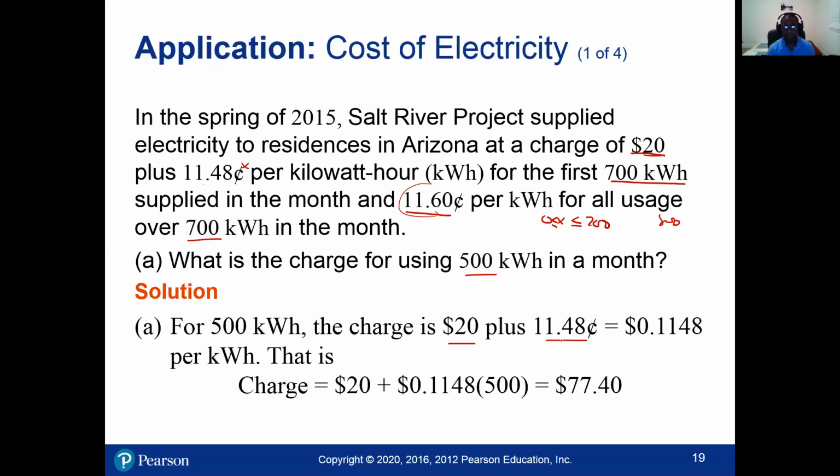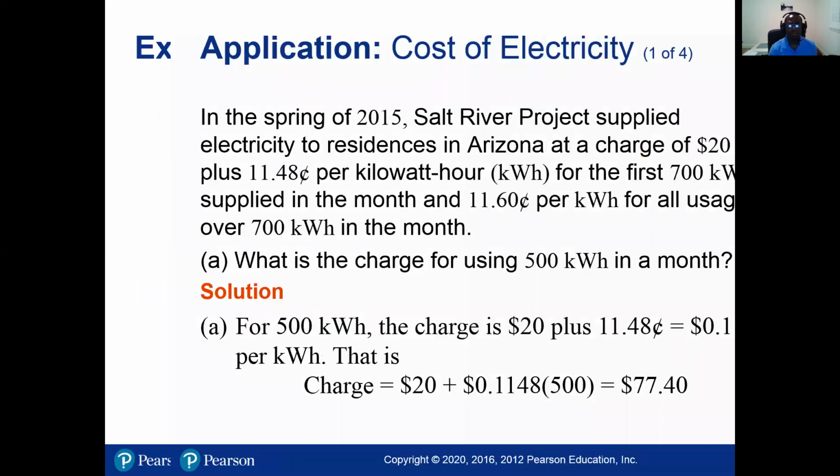Okay, so your charge will be $20 plus 0.1148 times the 500 kilowatt hours of electricity you used. So when you multiply this out, your charge will be $77.40. Okay, so that's part A.